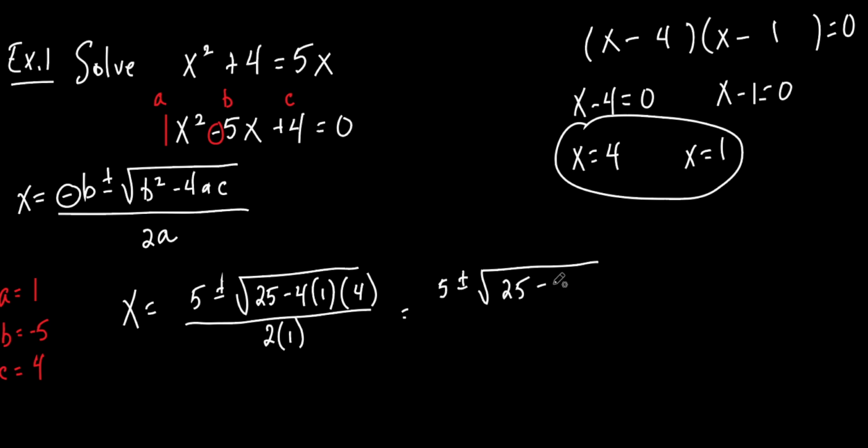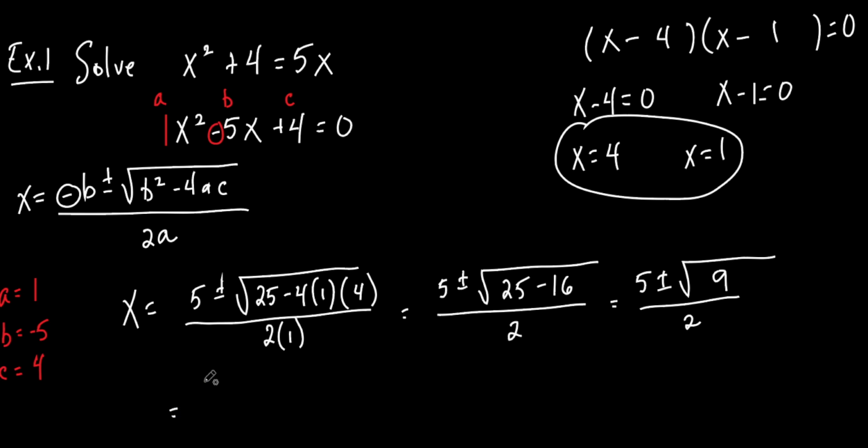I'm going to show probably more steps than I would do myself, just to show you since it's the first time. Over 2. Let's keep going. 5 plus or minus the square root of what's 25 minus 16? That would be 9, over 2. Well, the square root of 9 works out nice and pretty.